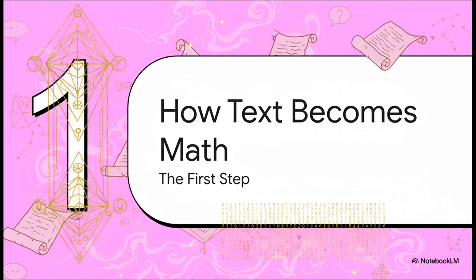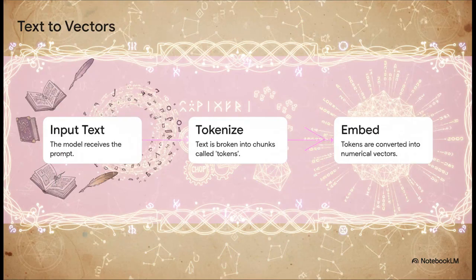So let's get to the fundamental question. How on earth does a computer, which only gets ones and zeros, start to understand something as messy and human as language? Well, the very first step is turning our words into its language, math. It all happens in three main steps. First, obviously, it takes in your text. Then it chops that text up into little pieces called tokens. A token could be a whole word, like apple, or just part of a word, or even just a comma.